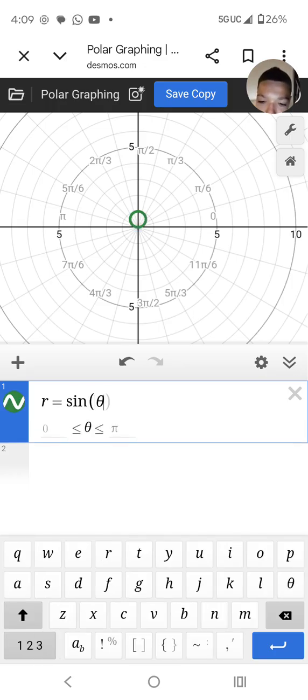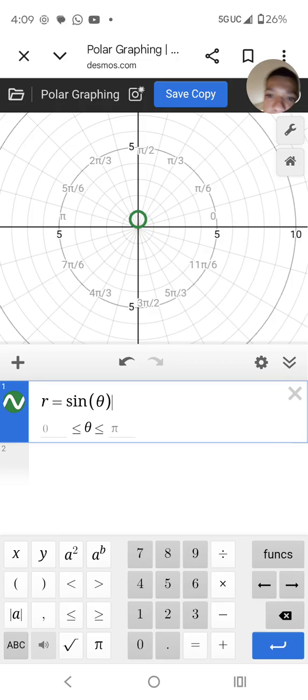sine theta. Well, what this graph does is convert the Cartesian coordinates into polar coordinates. So instead of x comma y, it's r comma theta, or theta comma r, depending. Well, r is a function of theta: r equals f of theta, as y equals f of x.